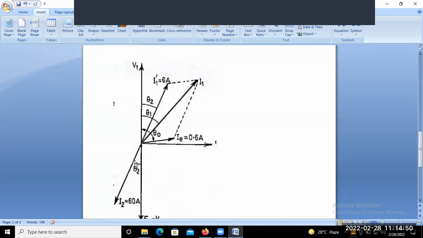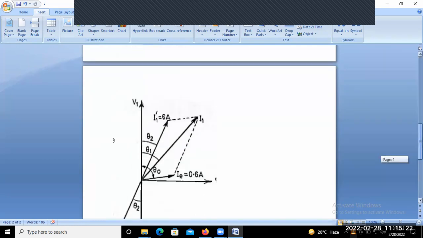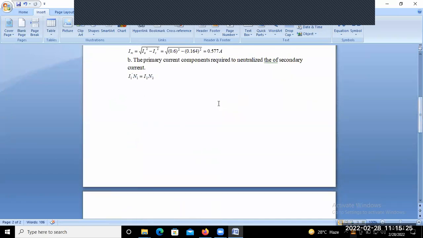So suppose this is your angle theta 2, that means the load power factor angle between V2 and I2. Then obviously this angle is also theta 2. So this is your I1 dash, and I1 is nothing but the vectorial summation of the exciting current, that means I0 equal to 0.6 ampere, and I1 dash. From this formula, has anyone found the value of I1 dash? Yes, sir, 6 ampere, obviously.